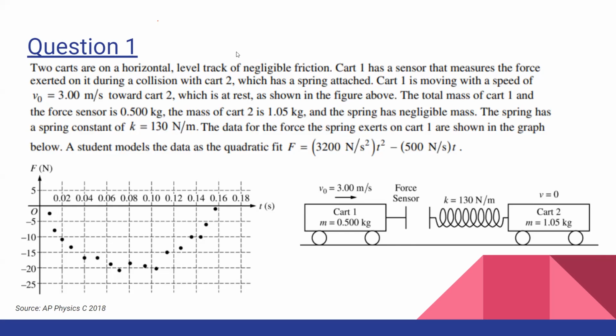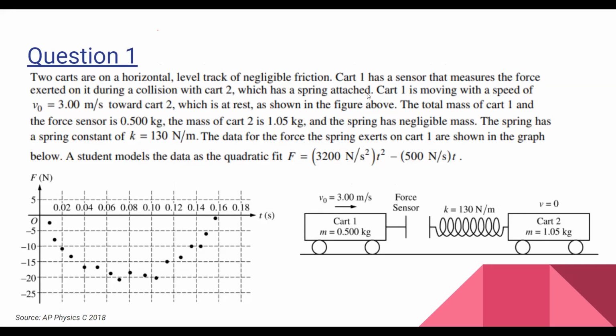So we have 2 carts on a horizontal level track and friction can basically be ignored. Cart 1 has a sensor that measures the force exerted on it during collision, whereas Cart 2 is the one that has a spring attached to it. This extra part that you see in the diagram is just part of Cart 1. Cart 1 is moving with an initial speed of 3 meters per second, and it collides with Cart 2, which was initially at rest.